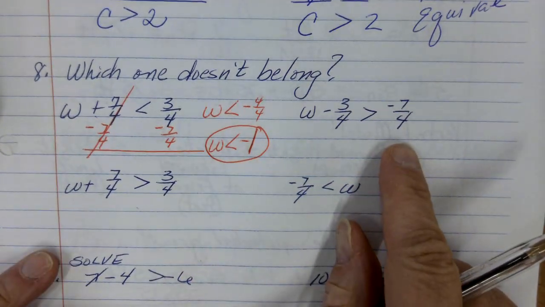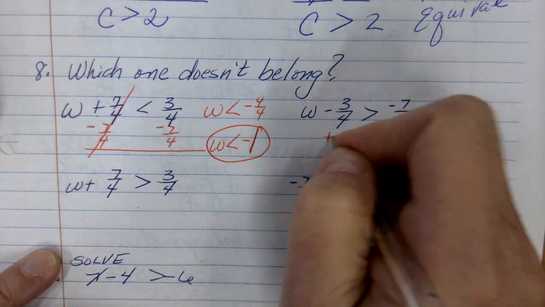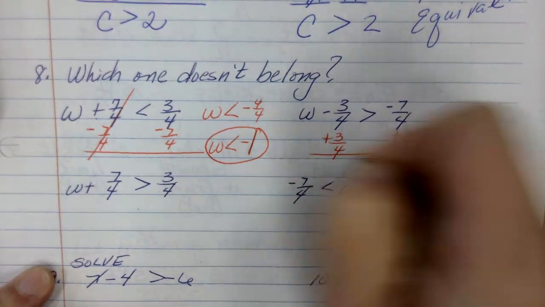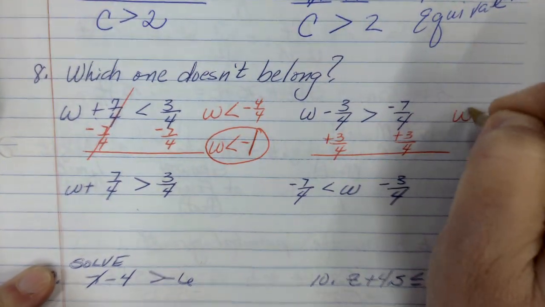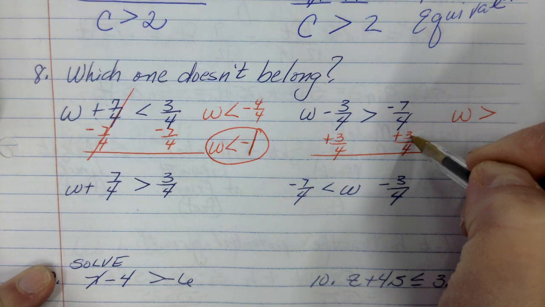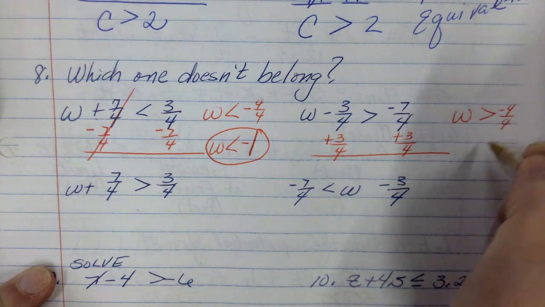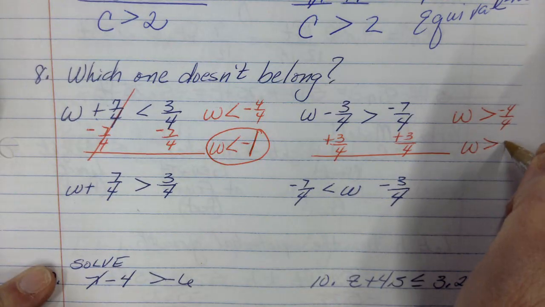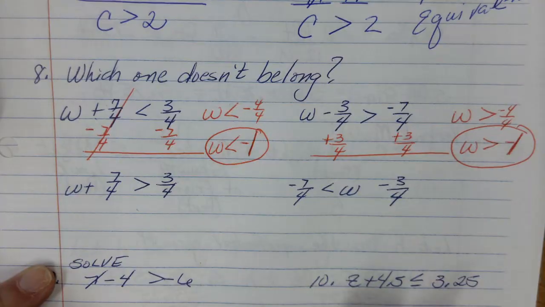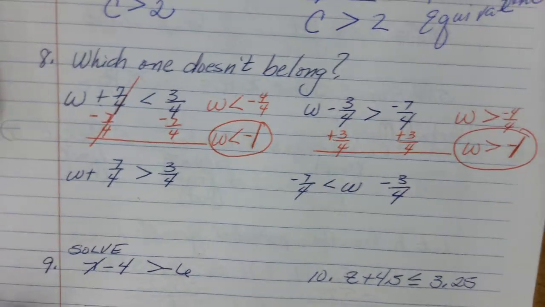Let's do the same thing here. We're going to add 3/4 to both sides because it's the opposite. We're left with w is greater than negative 7 plus 3, which is negative 4/4, or w is going to be greater than negative 1. So this matches. Oh, no, it doesn't. One's less than and one's greater than. So let's watch those signs.